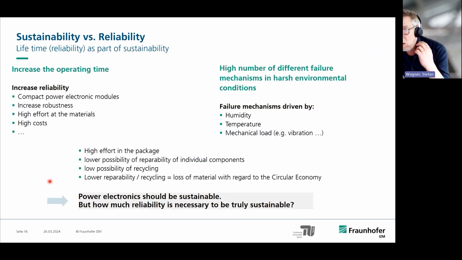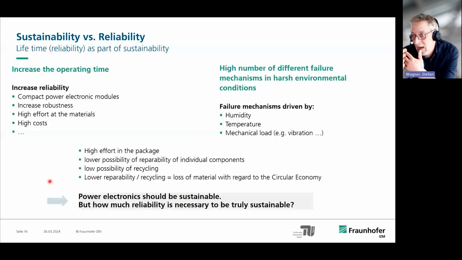But it's very important to bring this together. Increasing the operating time means you increase your reliability, but you want to have a compact power electronics module. You have to increase robustness. You need a high effort at the materials. Mostly this comes together with high costs.